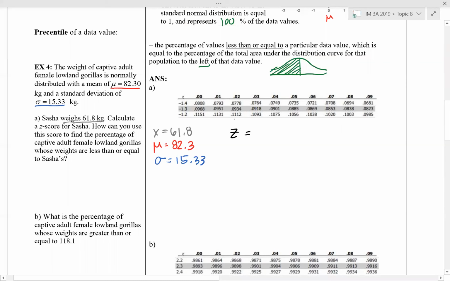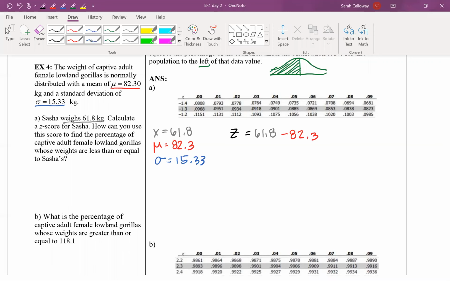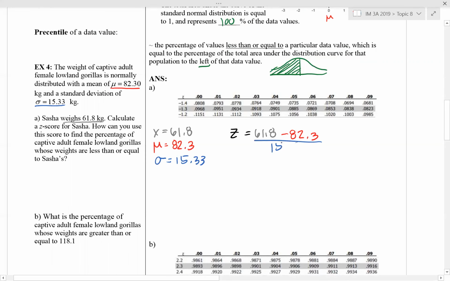So that means that if we want to calculate Sasha's z-score, we're going to take her weight, 61.8, and subtract the average weight, 82.3, and divide that by the standard deviation of their weights, which is 15.33. Okay, so if I do 61.8 minus 82.3 and divide that by 15.33, that gives us a z-score for Sasha of negative 1.34. Oops, I didn't write the negative. Of negative 1.34.